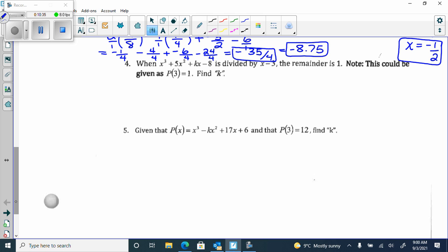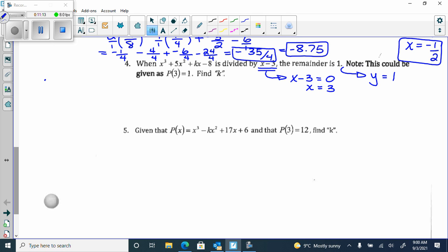Okay, this one's a little different. It says, when x cubed plus 5x squared plus kx minus 8 is divided by x minus 3, the remainder is 1. So in this case, we actually have that k in the polynomial, right? And then they say, find k. Well, I know that if they gave me x minus 3 as what it's divided by, I can go x minus 3 equals 0, and I can say x equals 3, right? And my remainder is actually just my y coordinate, isn't it? So my y is technically just 1.